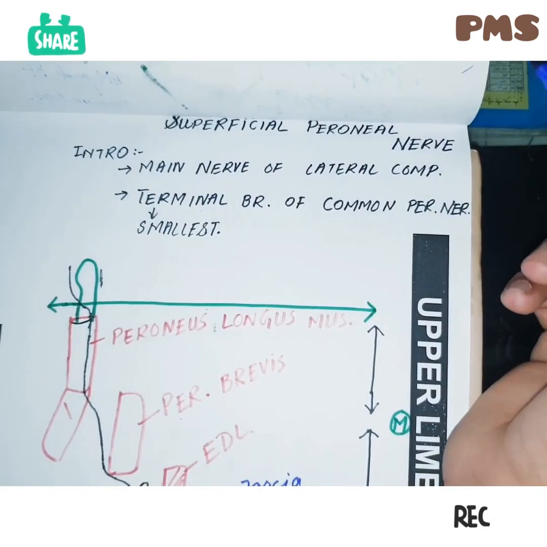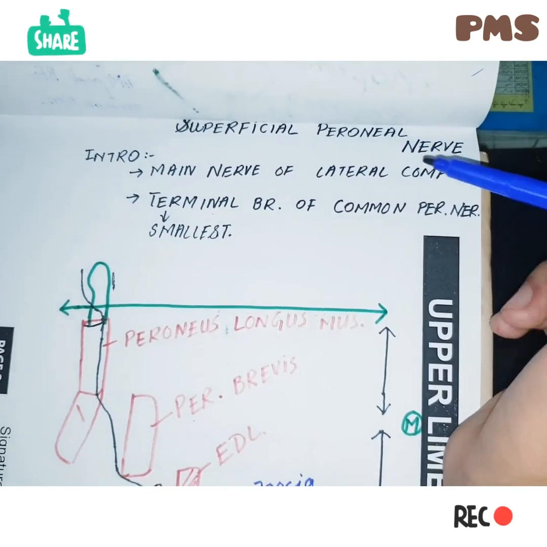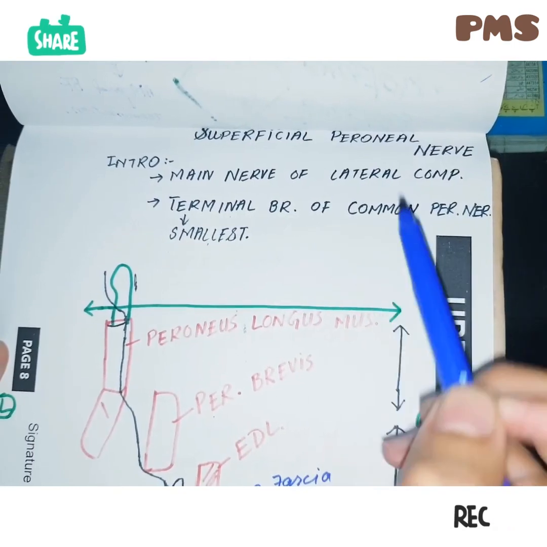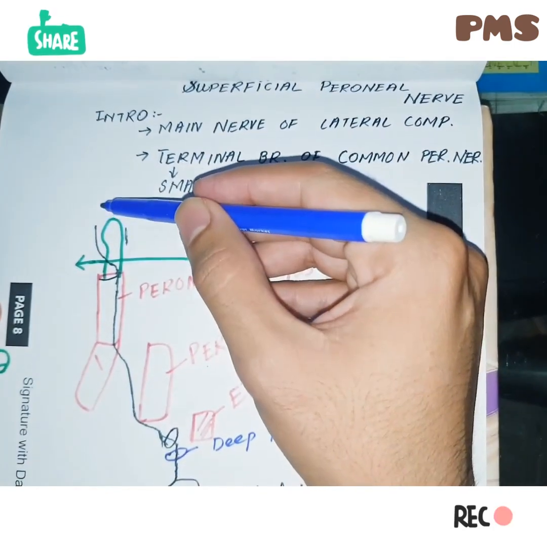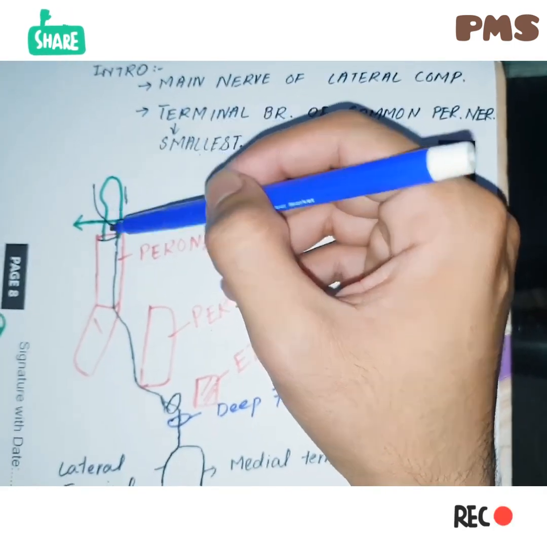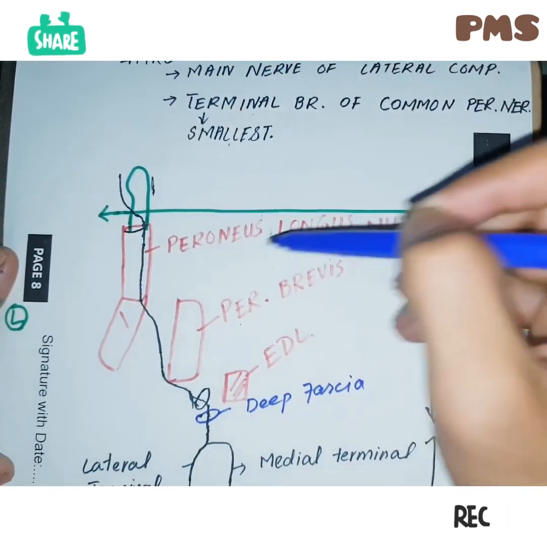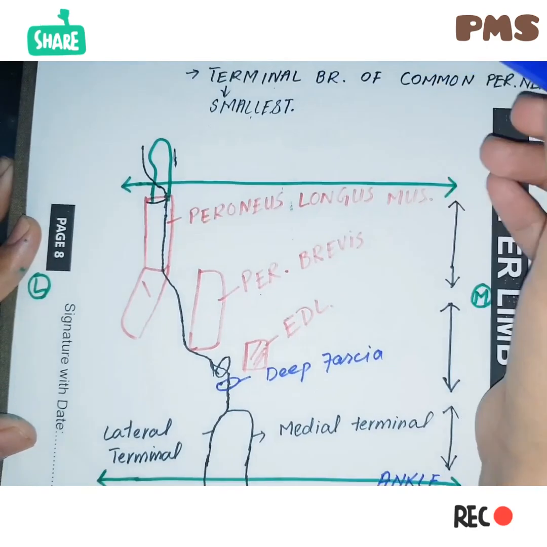Let's have a quick review. What is the superficial peroneal nerve? This is the main nerve of the lateral compartment and the smallest terminal branch of the common peroneal nerve. What is the course? When the common peroneal nerve winds around the neck of the fibula, it terminates into two terminal branches in the upper fibers of the peroneus longus muscle. One is known as the superficial peroneal nerve.